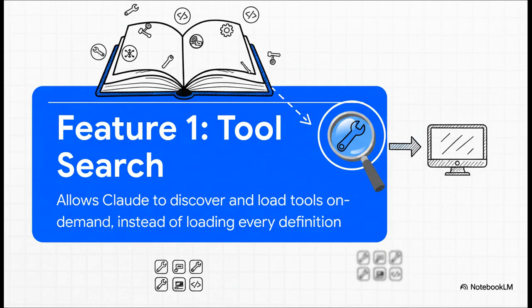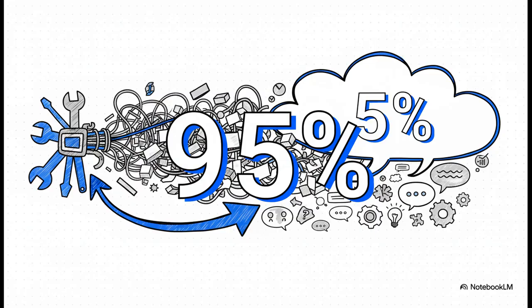Tool search flips that completely. Instead of loading everything, you just load one tool, a search tool. So when Claude needs to do something, like, say, create a pull request, it uses that search tool to find the exact tool it needs, and only then does it load that one definition into the context. And the effect? It is just wild. 95%. Think about that. For a typical agent using a bunch of tools, this approach can free up 95% of your context window that would have just been wasted. All that space is now wide open for the actual work.